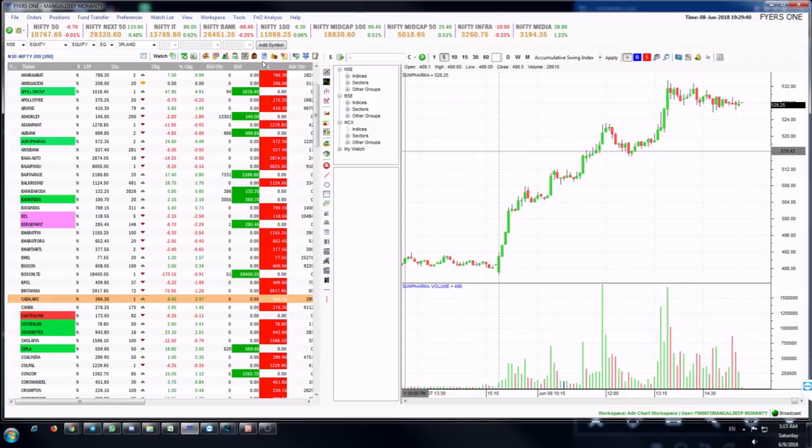Heat map and unusual volume, merge these two things, and I'm very sure that you will get a lot of scripts to trade on as a day trader, and you will be in profits.